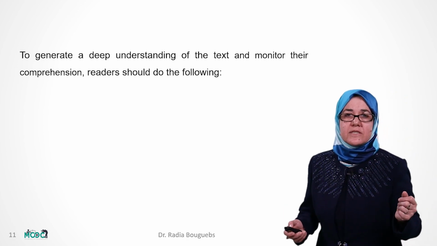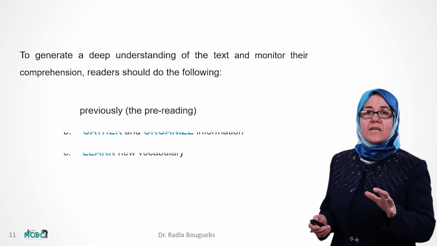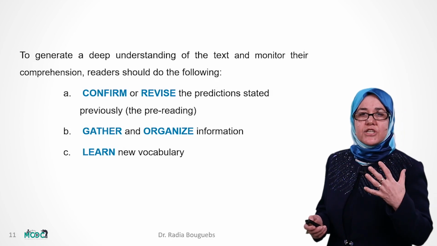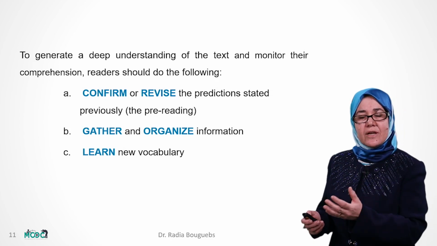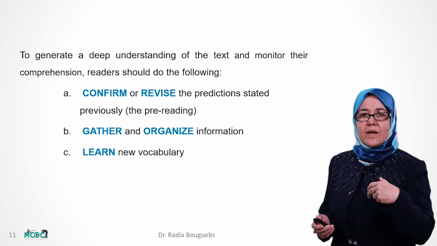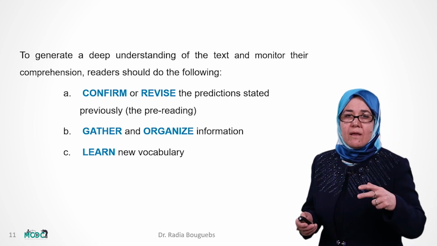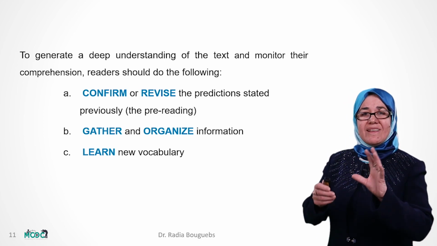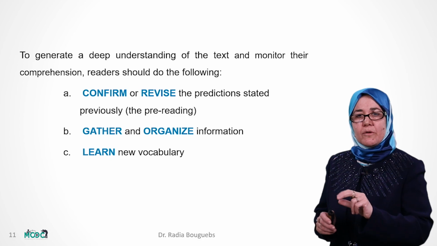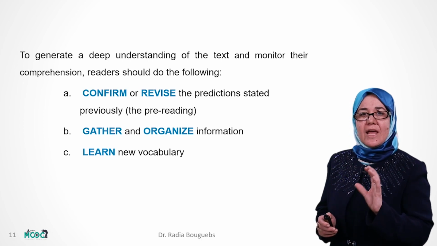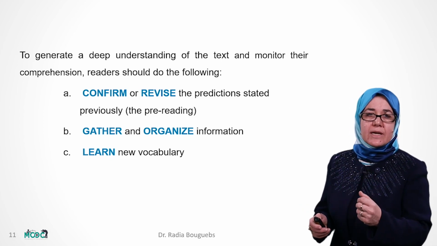So all those elements will help me to confirm what I have already predicted in the before reading strategy. So to generate a deep understanding of the text and monitor the comprehension, readers should do the following. First, confirm or revise the prediction previously stated. Those predictions say, I think that the writer will include this element, he will focus on this point, he will compare, contrast, etc. Another thing I can do as a reader is gather and organize information from this material, also learning new vocabulary. And these are some of the benefits the reader can gain during the reading stage.